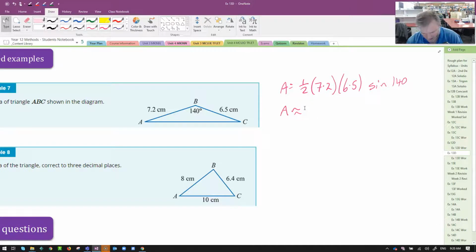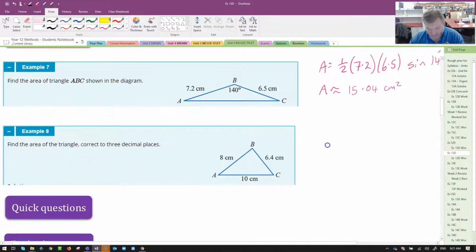Typing in on my calculator here, this is where I'll probably make a mistake. By sine 140, I'm checking, yes, I'm in degrees mode. So this is telling me the area is approximately 15.04 square centimetres. That doesn't seem unreasonable given those values that are there. We'll take it as sounding okay.